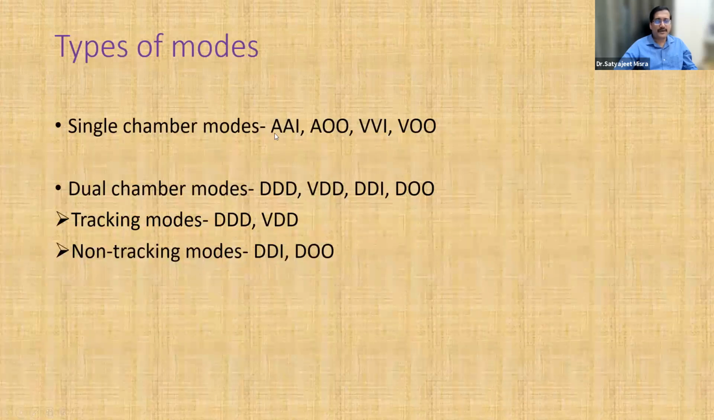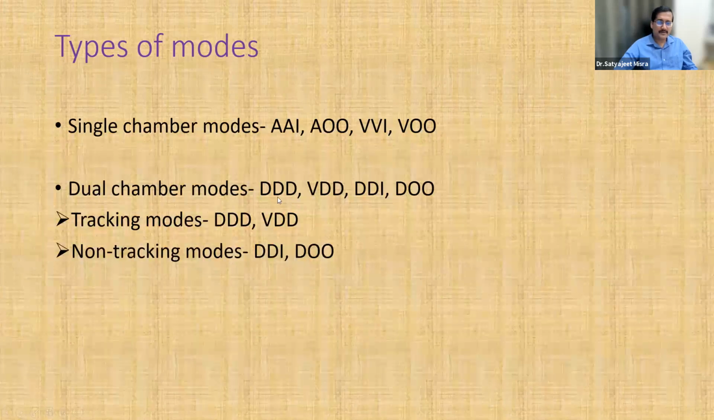Coming to the modes, we have various modes. We have single chamber modes, namely single chamber modes for the atria. That's the atria is paced, the atria is sensed, and the response is inhibition of the pacemaker output when you're sensing atrial impulses. Once you put that into the asynchronous mode, it becomes AOO. Similarly, for the ventricle, you have a synchronous as well as an asynchronous mode.